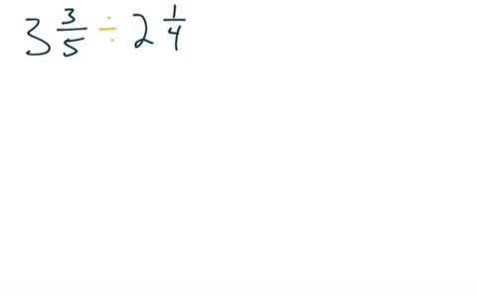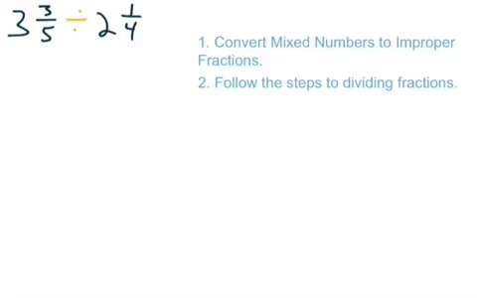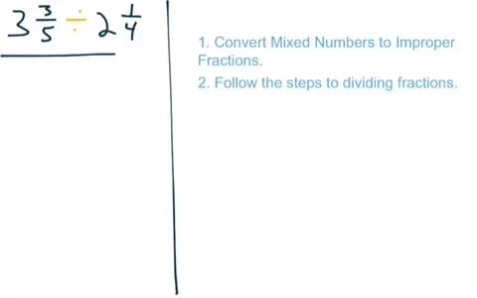Just like multiplying mixed numbers, we can't just multiply them as they are. We need to actually convert them. So when we divide mixed numbers, first step, we're going to convert mixed numbers to improper fractions. So can't deal with them like they are. We turn them into improper fractions. So when I do that, I've got 3 and 3/5 dividing again by 2 and 1/4.